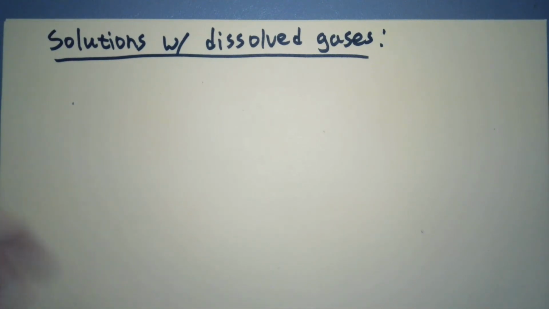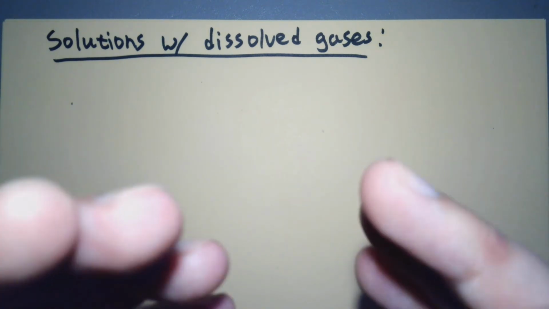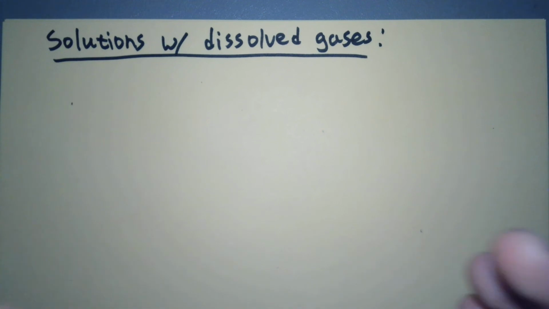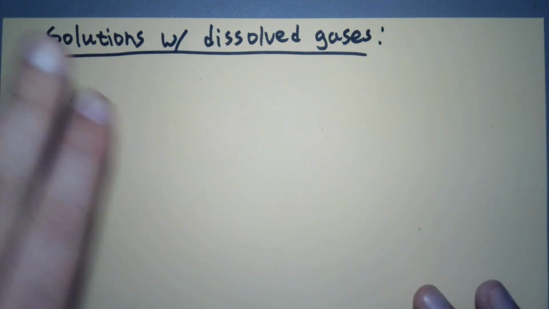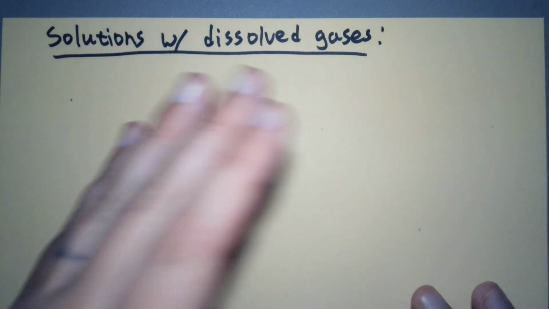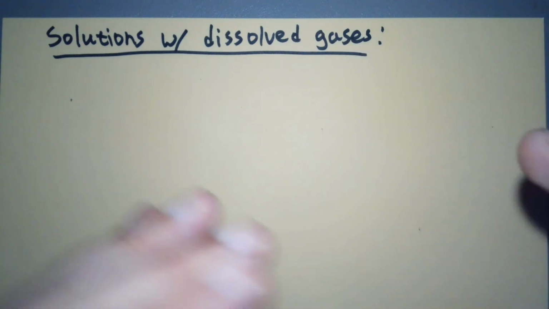Alright, so now we're going to talk about solutions with dissolved gases. There's a trend here. It's just different phases of matter and how they dissolve. And every phase of matter kind of has its own set of rules, so you've got to be aware of what you're dissolving. Solids was the last video. Now we're talking about gases, temperature relationships, pressure relationships, intermolecular forces, all of that.